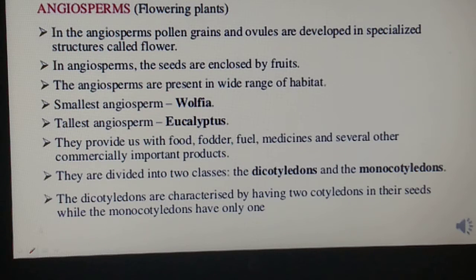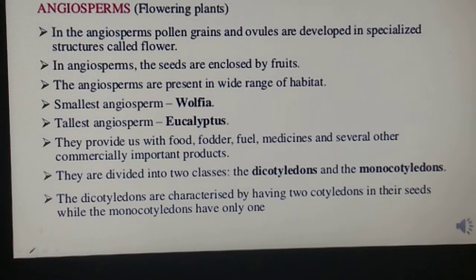Hello students, in this module we'll be studying about the angiosperms that are also known as flowering plants. Now students, in the angiosperms, pollen grain and ovules are developed in specialized structures. They are called flower. Now you all have studied this in your 10th standard. In angiosperms, the seeds are enclosed by fruits. And here, the ovary develops into fruit and ovule develops into seed.